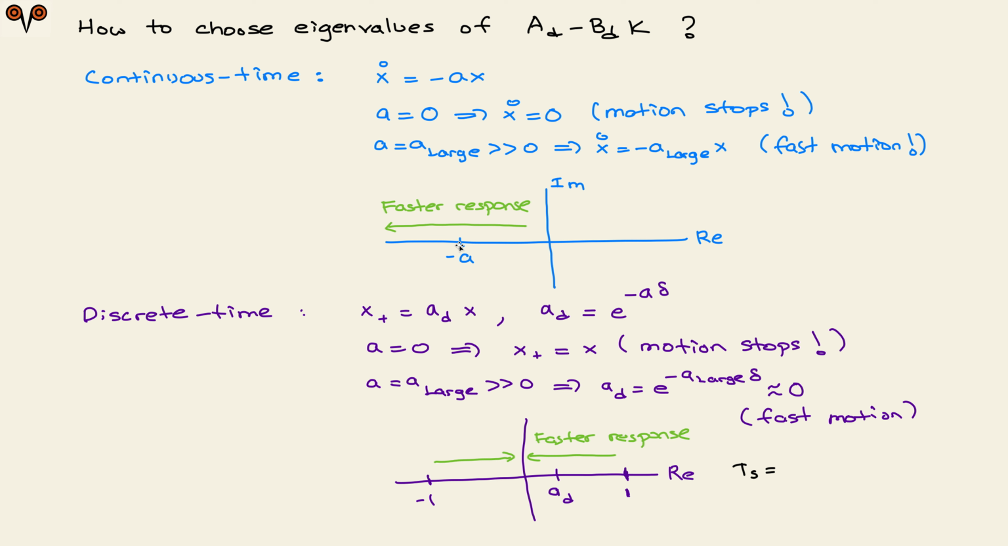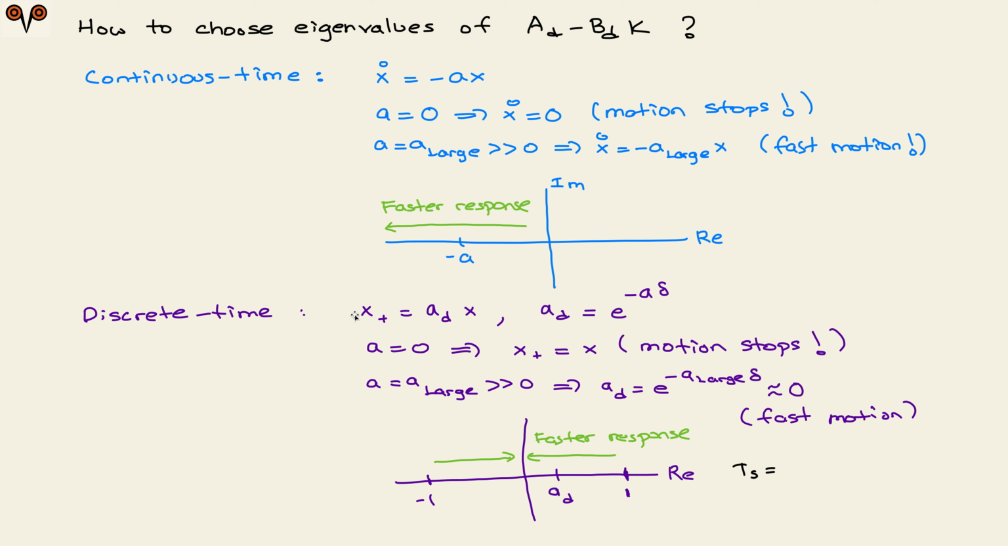If you make this a go further to the left half plane, if a is large, then x dot equals minus a x with a large. If a is so large, then your x dot immediately goes to 0, so you have a fast response, fast motion. The point I'm trying to make is that if you start increasing a from 0 to infinity, you will get a faster and faster response. And this is for continuous time systems.